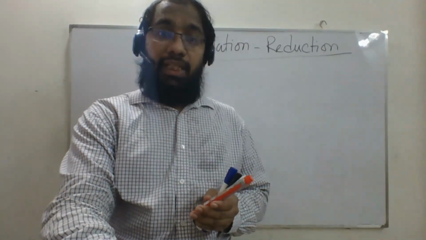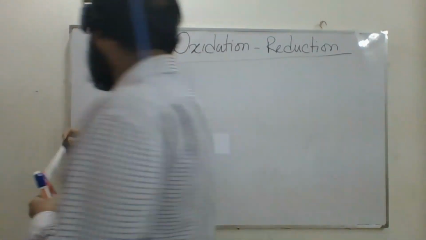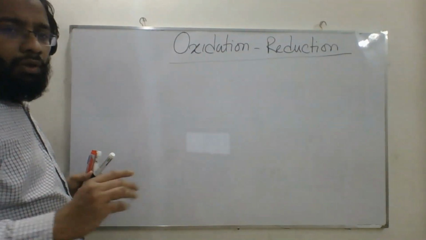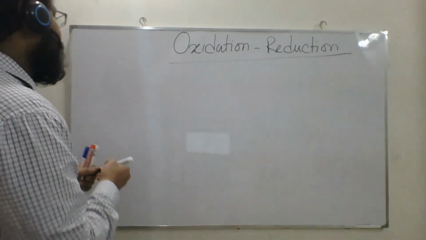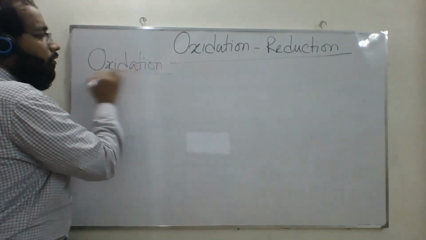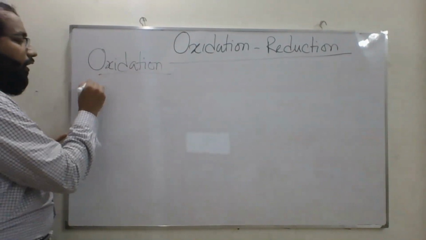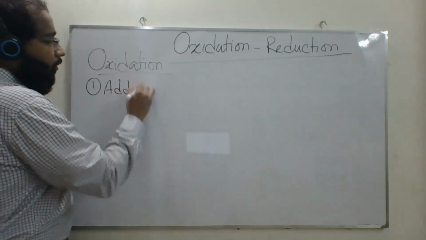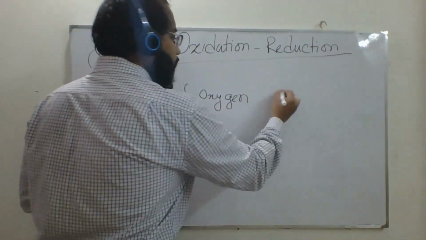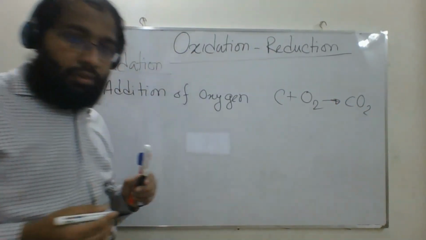If we look at the classical concept of oxidation and reduction, I prefer to teach it in a simple way, so that either you remember the oxidation or you remember the reduction. If I write only for oxidation, oxidation basically depends on addition of oxygen. The first point is addition of oxygen, like carbon plus oxygen gives carbon dioxide. This is an oxidation reaction.